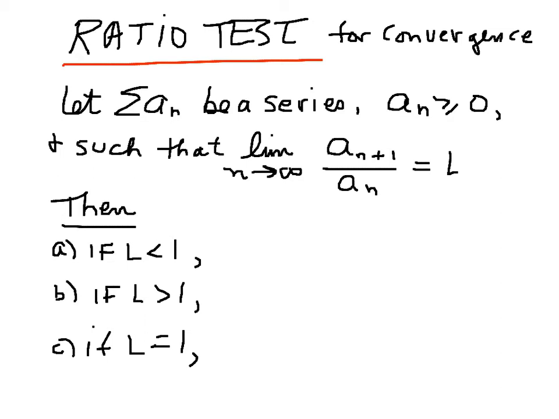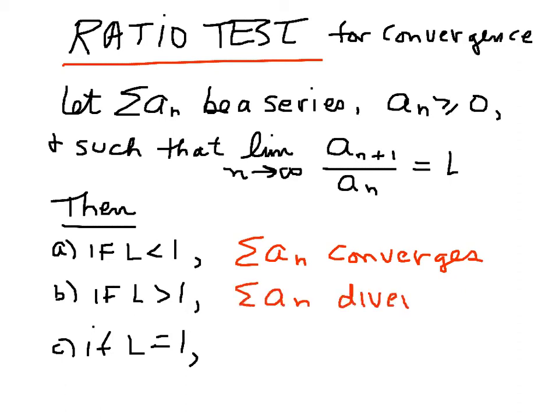If L is less than 1, then the series we're looking at converges. If L is greater than 1, then this series will diverge. And the most interesting one is if L equals 1, there's no conclusion that we can make. The series may converge or it may diverge, and we have to use some other test to determine that.